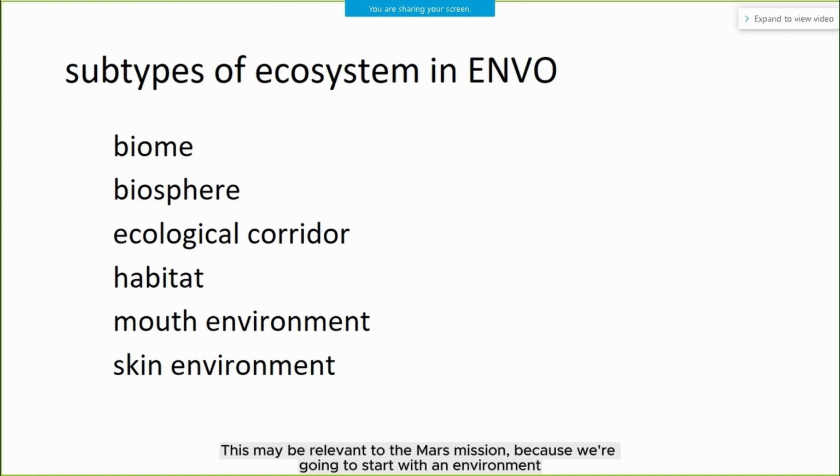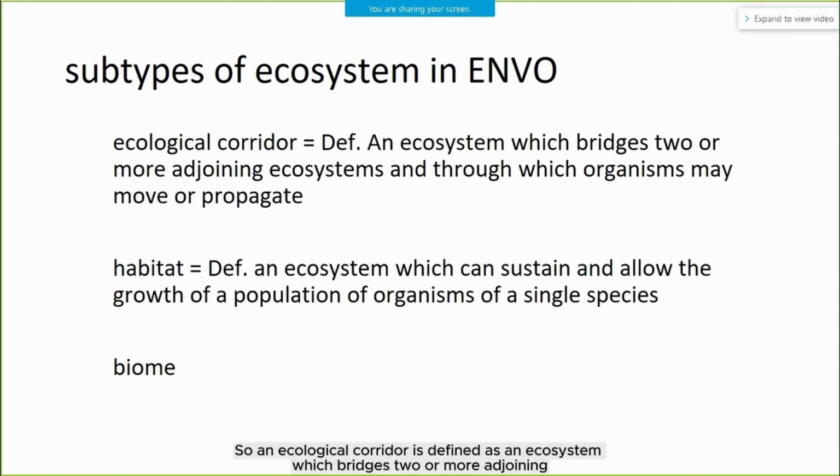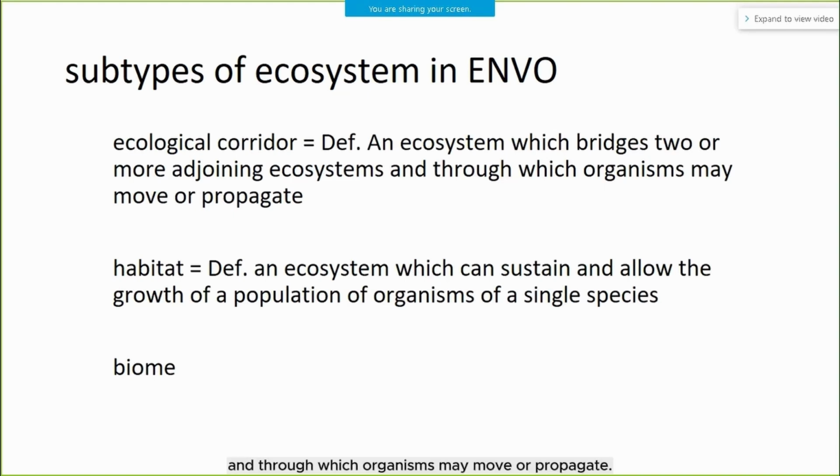This may be relevant to the Mars mission, because we're going to start with an environment which is comfortable for people. I guess we will continue with an environment which is comfortable for people, but only in a very limited sense. But then around it, we have an ecological corridor which is almost maximally not capable of environing people. And then you land on Mars, and with luck, you will create another larger environment, which is not just an ecological corridor anymore. So an ecological corridor is defined as an ecosystem which bridges two or more adjoining ecosystems and through which organisms may move or propagate.